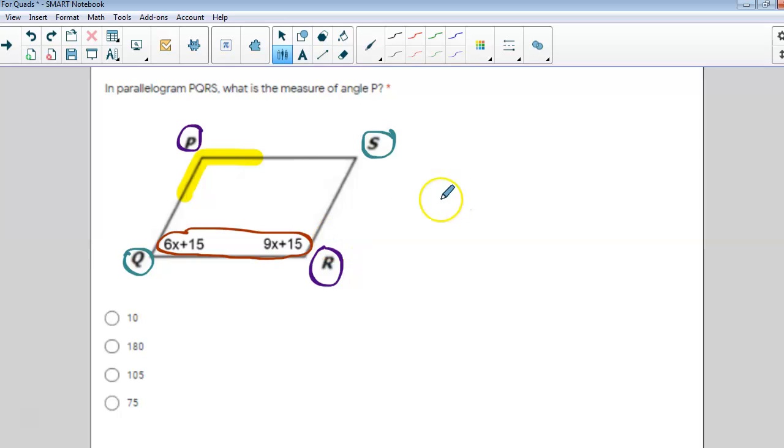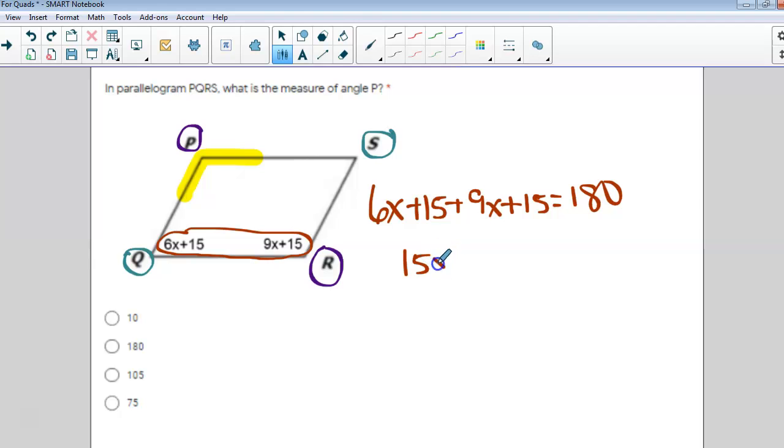So in this case, I'm going to write an equation to solve for x so that I can eventually figure out what the measure of angle P is. So my equation is going to be 6x plus 15 plus 9x plus 15 is equal to 180. I will solve this using algebra, but you can plug it into Desmos if you prefer. So I have a 6x and a 9x. That's going to get me a total of 15 x's. And I have a 15 and a 15, so that's going to be 15x plus 30 is equal to 180.